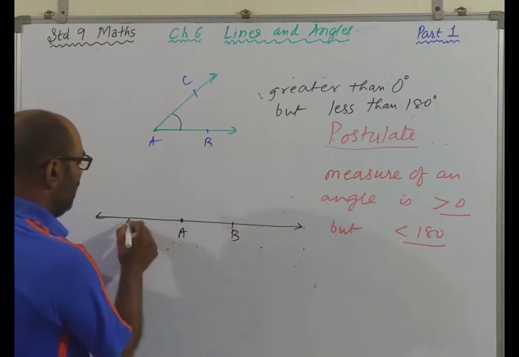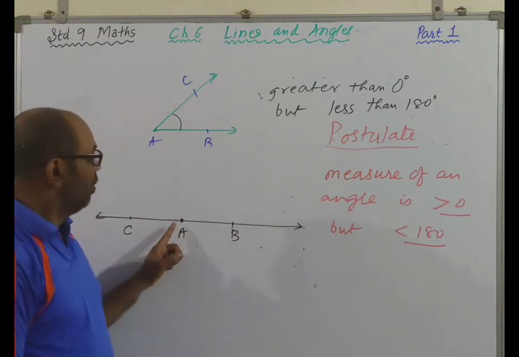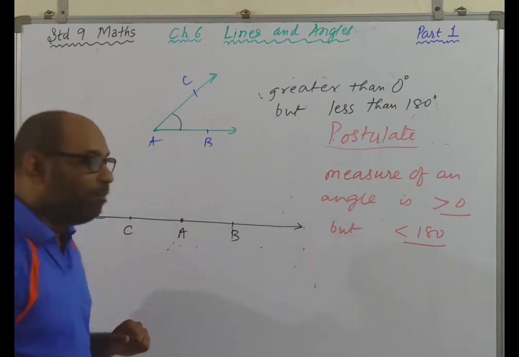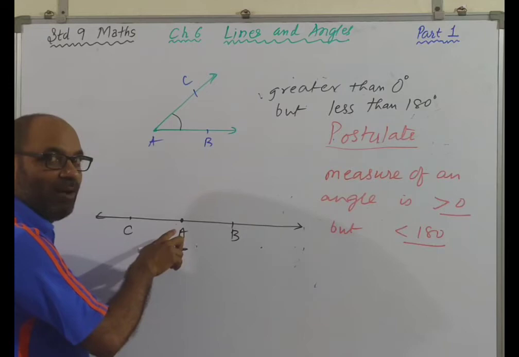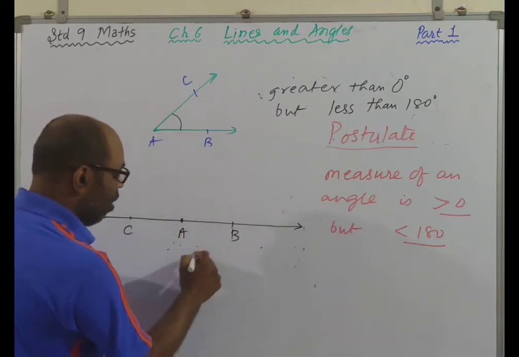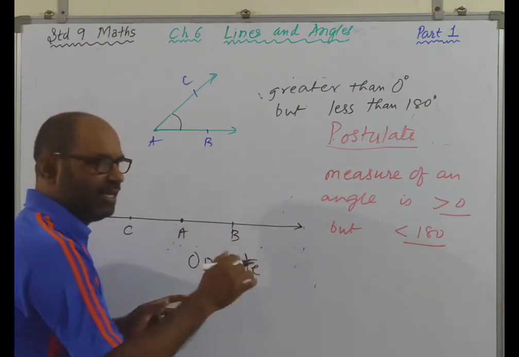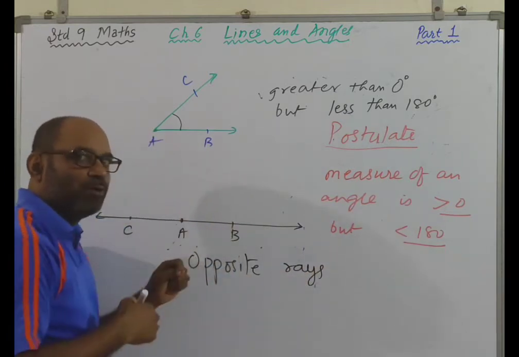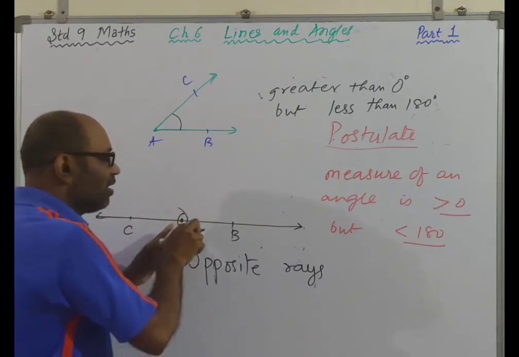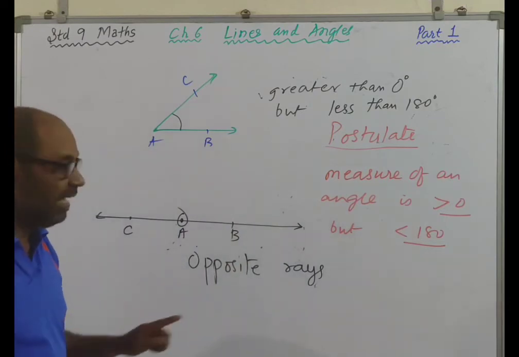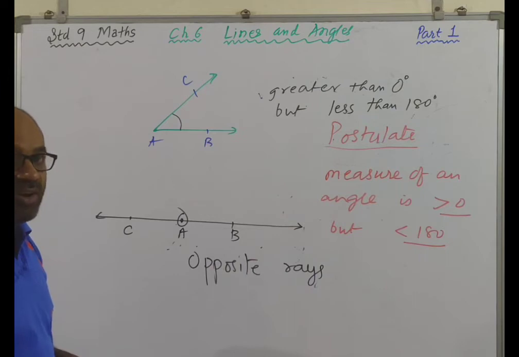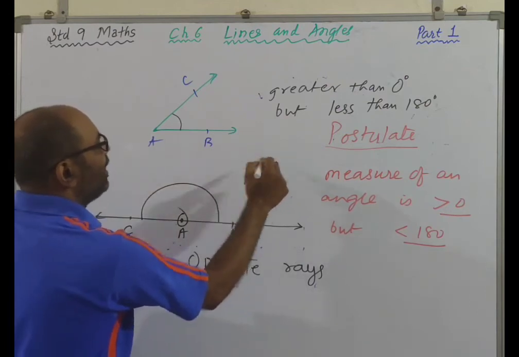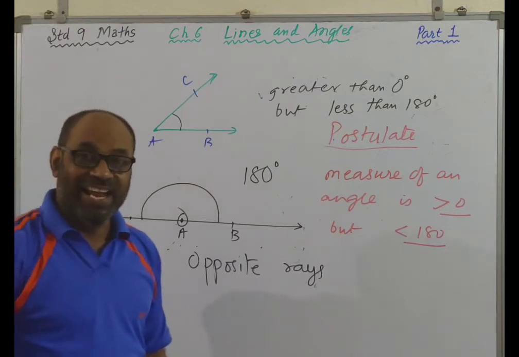This is ray AB. This is ray AC. They are two distinct rays with common initial point, but they are lying on the same line. So you cannot call the figure an angle. When two distinct rays with common initial point are lying on the same line, they are called opposite rays. They are distinct rays, but also called opposite rays, because they are on the same line but the directions are opposite. That's why they are called opposite rays. Whenever two opposite rays are given, the mathematicians said that the whole measurement is 180 degrees.